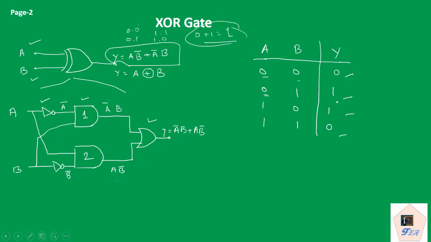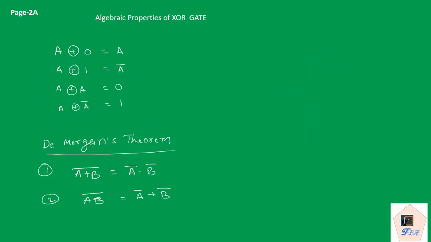Now what is the uniqueness of this gate? The output is 0 when both the inputs are the same, and the output is 1 when the inputs are not the same. If any of the inputs is different, then we get output 1, and if both the inputs are the same, then the output is 0. This is the uniqueness of the XOR gate, and this property is utilized in many electronic circuits.